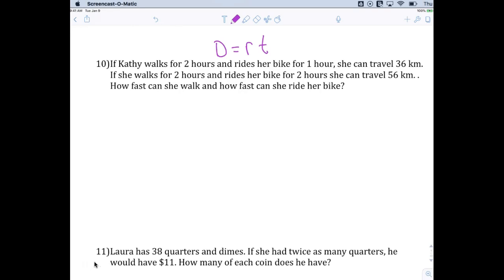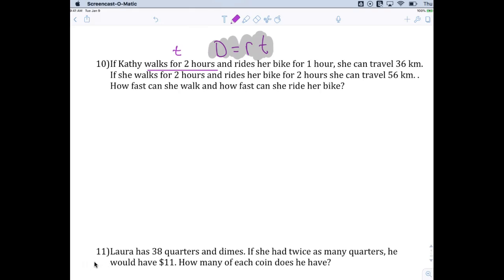But here, let's talk about this one. Excellent question. The first thing I want to make sure everybody understands is this: distance equals rate times time. Is everybody with me on this? The first part I want to highlight here: she walks for 2 hours. So that's her what? Time. Do we agree? How fast is she walking? Do we know? That's a rate. Thank you. So rate times time is how far she's walked.